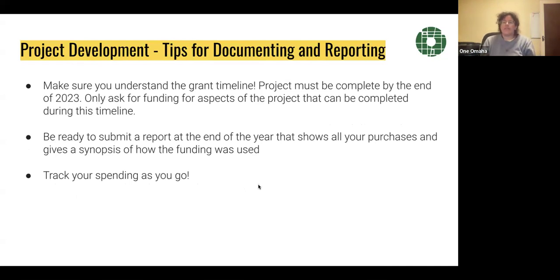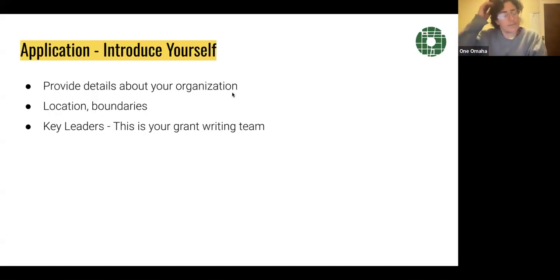So when it comes to documenting for reporting, we talked a lot about the receipts already. Very, very, very important. And you just want to make sure to understand the grant timeline. In this case, for the Omaha Neighborhood Grant Program, the deadline to submit your grant report is December 30th. For the mayor's grant, the deadline is January 31st. So you just want to be sure to understand that timeline and know that you do have to finish your grant report by the end of the year for the ONGP. So this says 2023, but projects need to be completed by the end of 2024. So you only want to ask for funding for aspects of the project that can be completed during that timeline. Be ready to submit a report at the end of the year and track your spending as you go. That will help to avoid any issues.